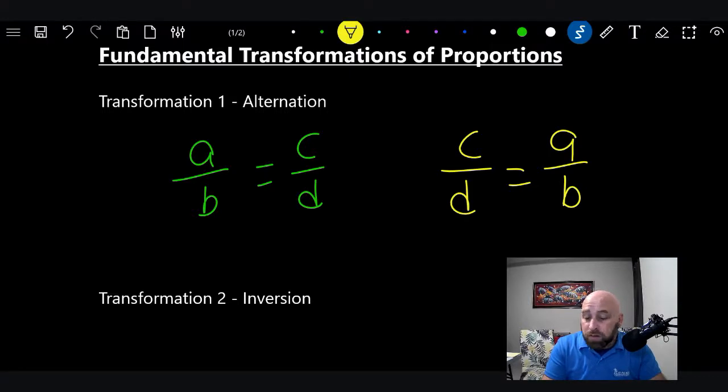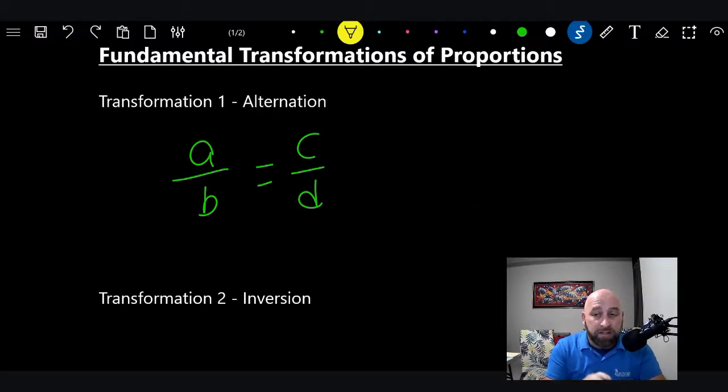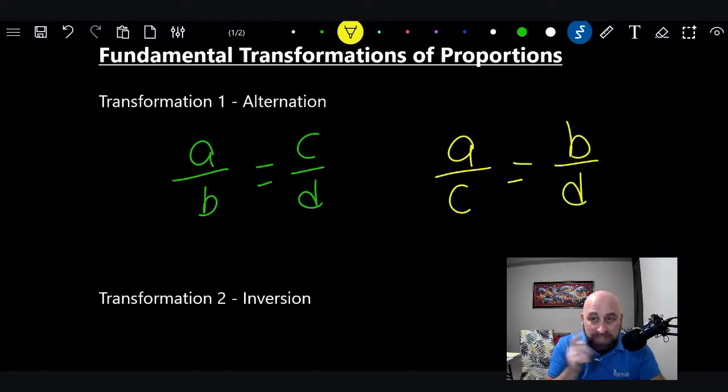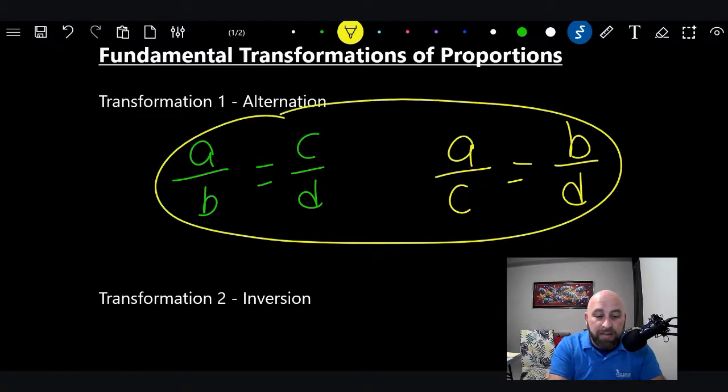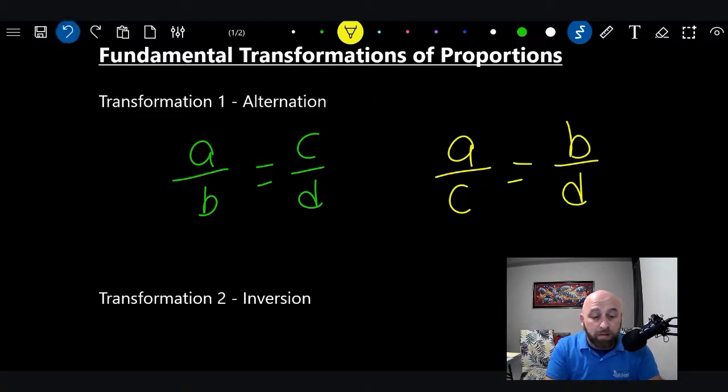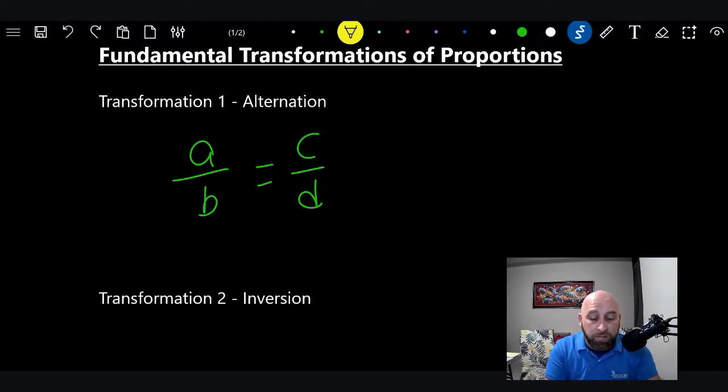So another way to alternate these is you could say that AC, because those are together, you could say A over C equals B over D. That's fine, okay? And this is going to be very valuable to you right here, alternating these things. Very valuable. Let me show you one that you cannot do, okay?